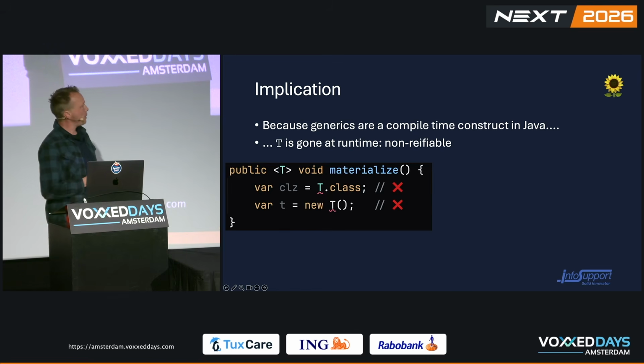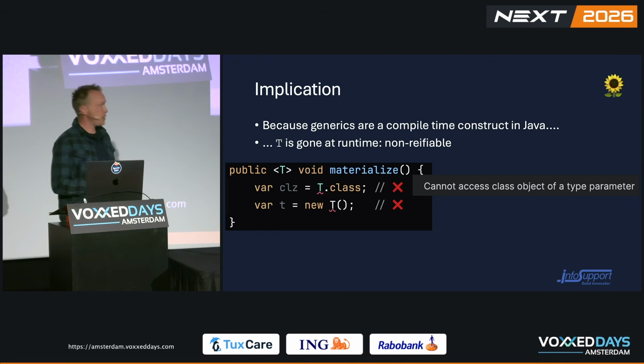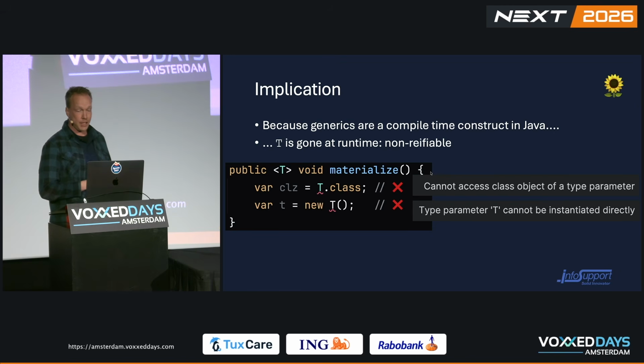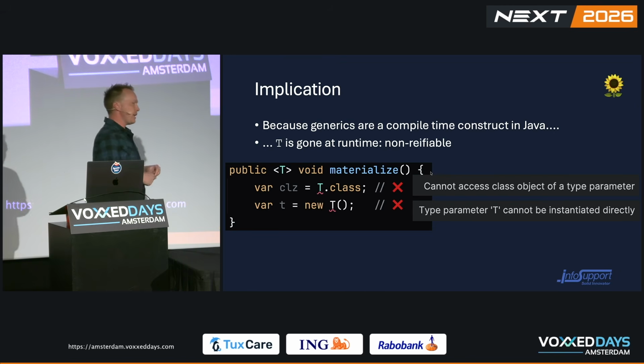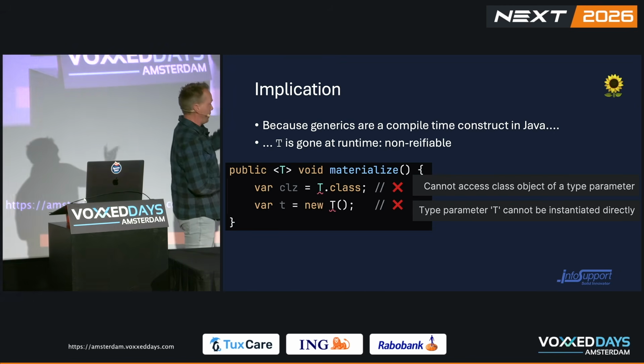So that's the reason why we cannot use code like this. We can declare T here, but we cannot use it as plain T in the method because it's erased. So then we get some error message like this: cannot access class object of a type parameter. Basically it says just .class, and that doesn't compile. And type parameter T cannot be instantiated directly. So you cannot use T in such cases.